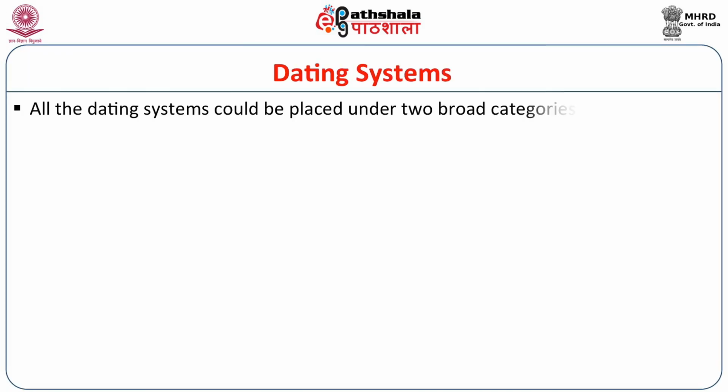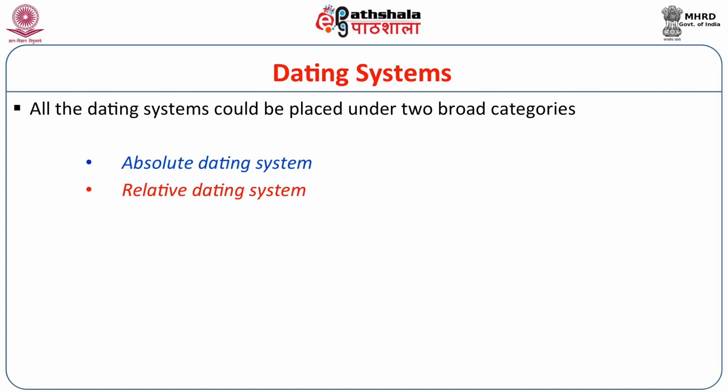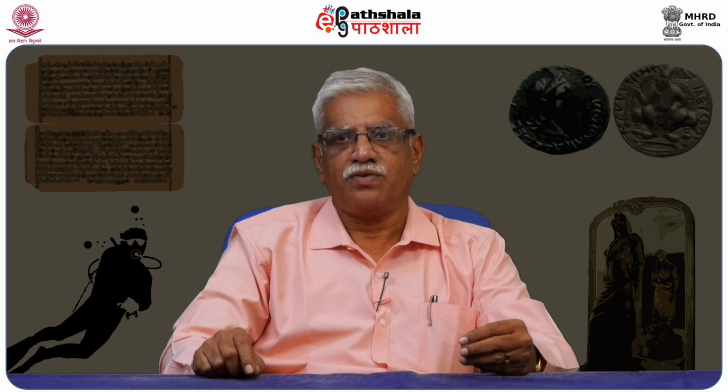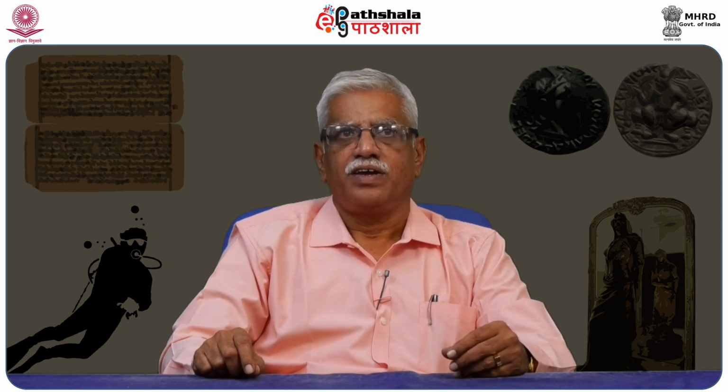So, how to fix a date? Archaeologists should know that all the dating systems available today could be placed under two broad categories. One is the absolute dating system, another one is the relative dating system. What do we mean by absolute dating system? An absolute dating system is the process of determining the age of an archaeological material or any other historical document on a specified chronology. So fixing a definite chronology is the priority.